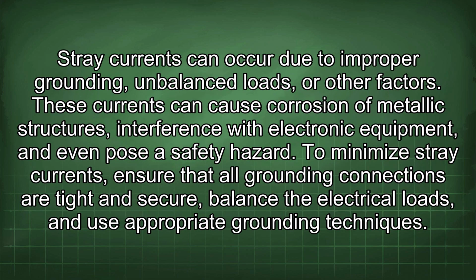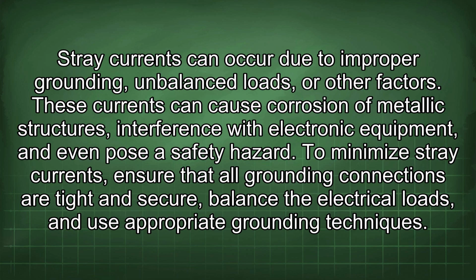Also, be aware of the potential for stray currents in grounding systems. Stray currents can occur due to improper grounding, unbalanced loads, or other factors. These currents can cause corrosion of metallic structures, interference with electronic equipment, and even pose a safety hazard. To minimize stray currents, ensure that all grounding connections are tight and secure, balance the electrical loads, and use appropriate grounding techniques.